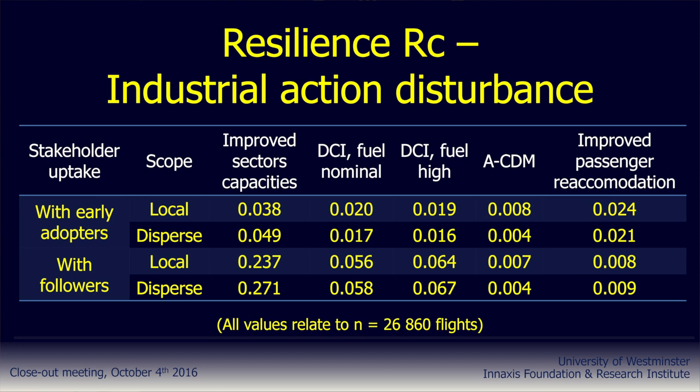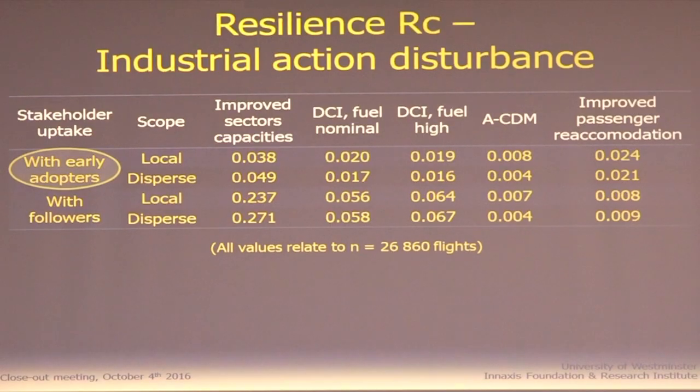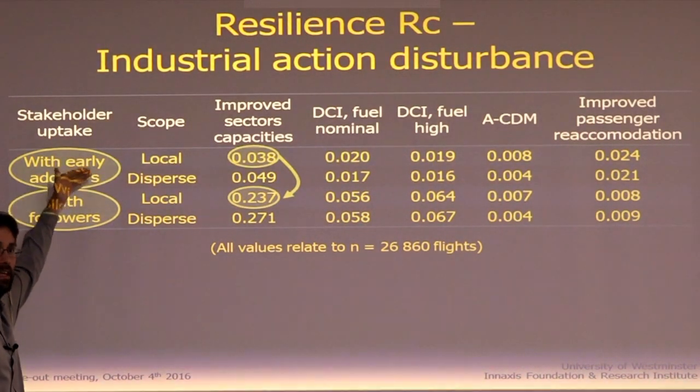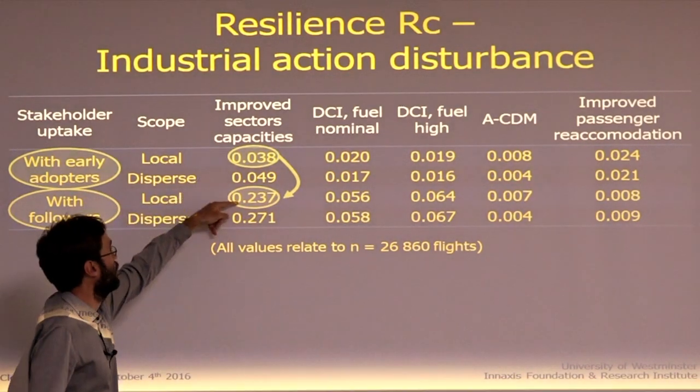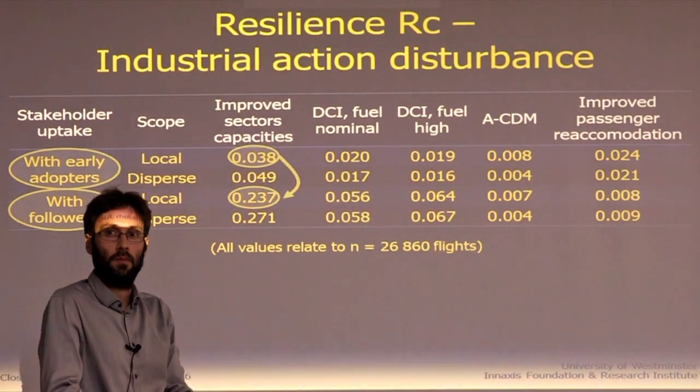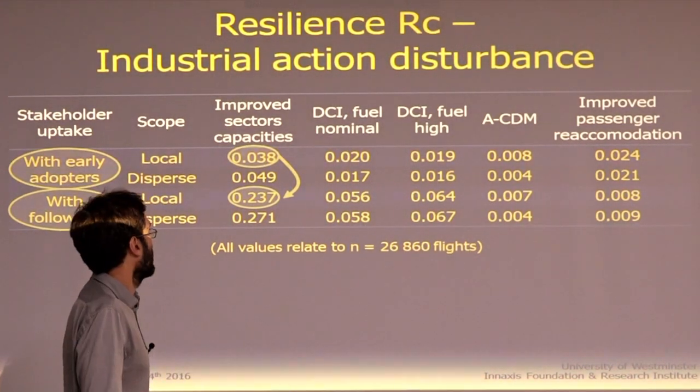Then in terms of the cost resilience that Andrew presented before, these are the values we got for the industrial actions simulations. The first thing we can see is that the values are comparable between them, which is good because that's what we want from this type of metric, that allows us to compare the different mechanisms and the different options. If we look between the early adopters and the followers, we can see that when we increase the number of stakeholders implementing the mechanisms, the resilience value goes up for the improved sector capacity, which is something good because with more people implementing the mechanism, we are getting a better cost resilience from that.